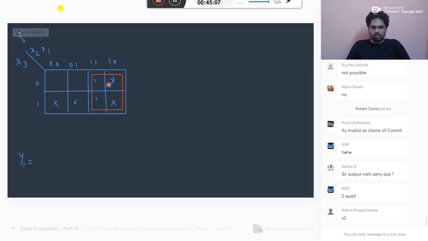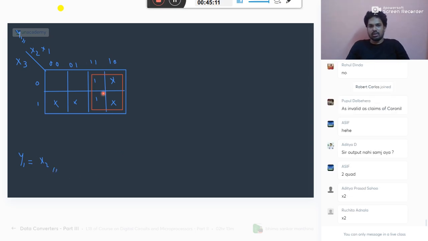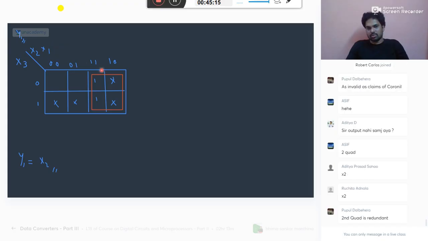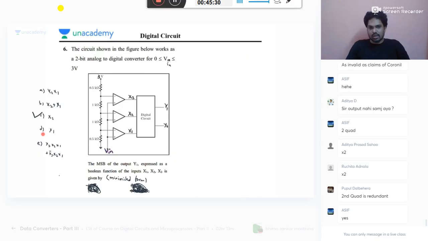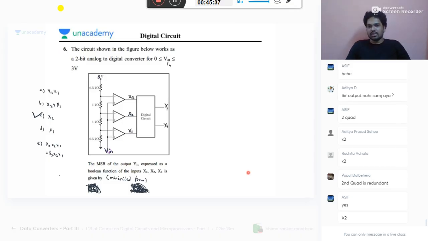y1 equals x2. If you don't take the don't cares, it can be written as x2 into x1. If you write the expression individually, it is x3 bar x2 x1 plus x3 into x2 into x1. In this case, these two are also correct, but minimized is asked, so only x2 is the right answer. Minimized form is x2.